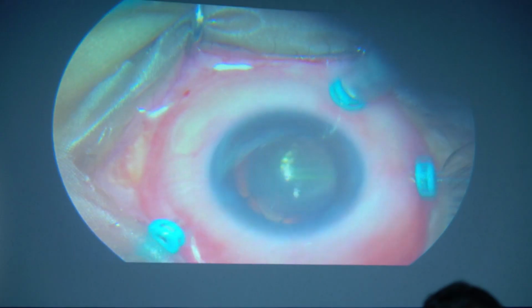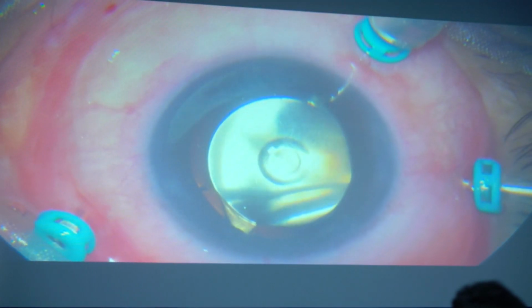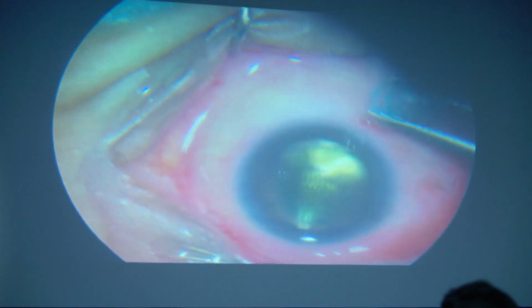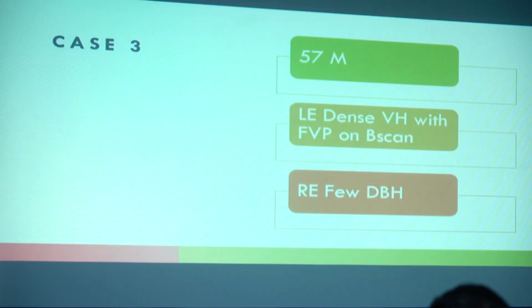I even did indented examination to see if there is anything peripheral causing the bleed. And this patient had a very high expectation. I was just showing the IOL, PVD, IOL placed in the cataract surgery done by another surgeon. And this was nothing but a case of PVD induced VH, only mild NPDR. I could not show, but very few blot hemorrhages were there near the posterior pole.